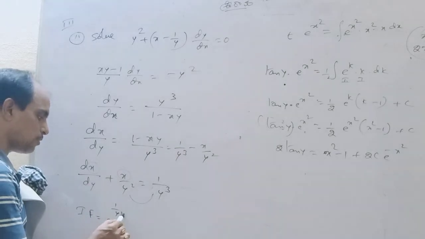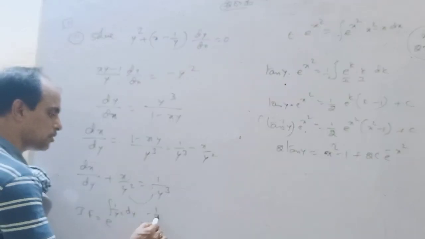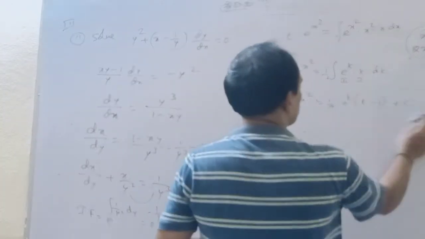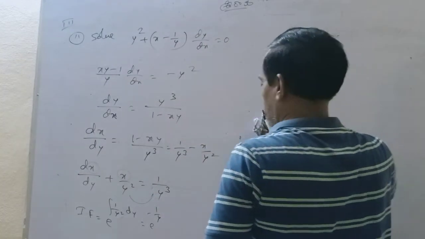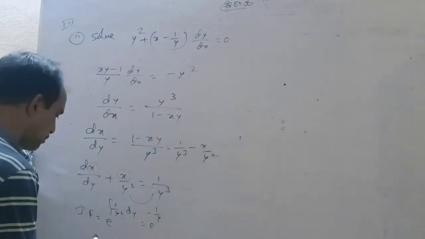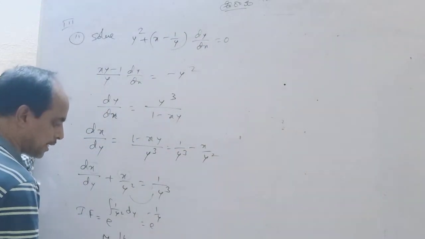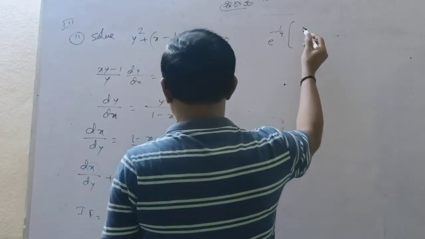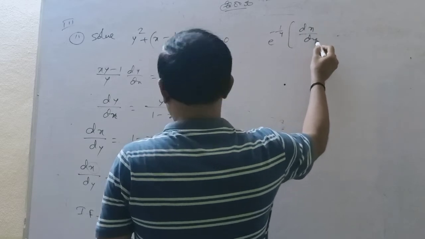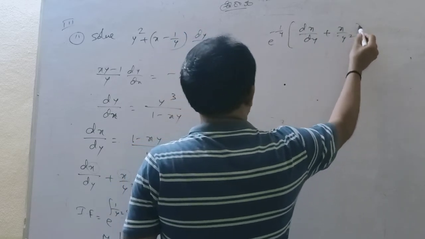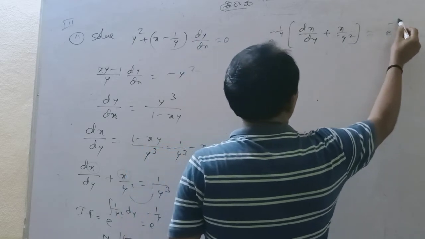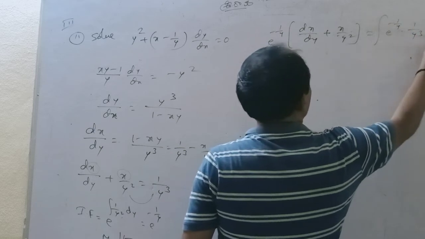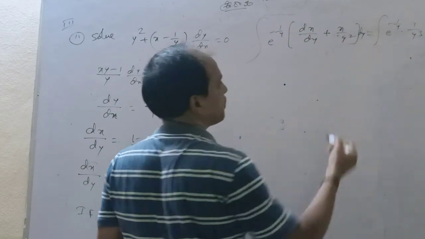e to the power of integral of 1 by y square dy, that is e to the power of minus 1 by y is the integrating factor. Now multiply the given equation with the integrating factor. You have e to the power of minus 1 by y into dx by dy plus x by y square is equal to e to the power of minus 1 by y into 1 by y cube dy, and here is also dy.